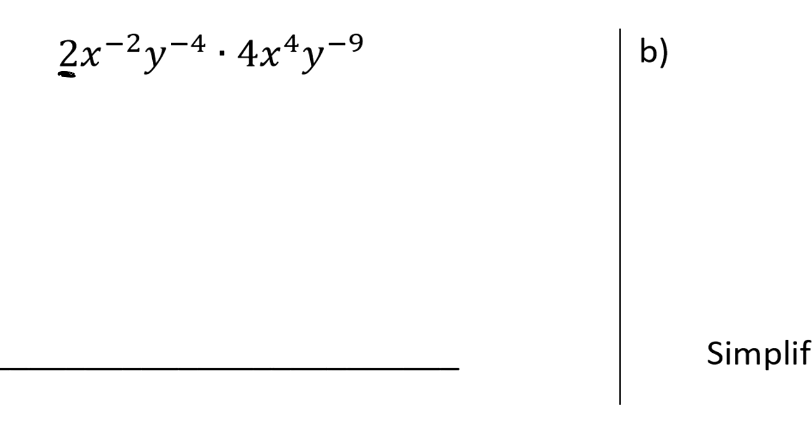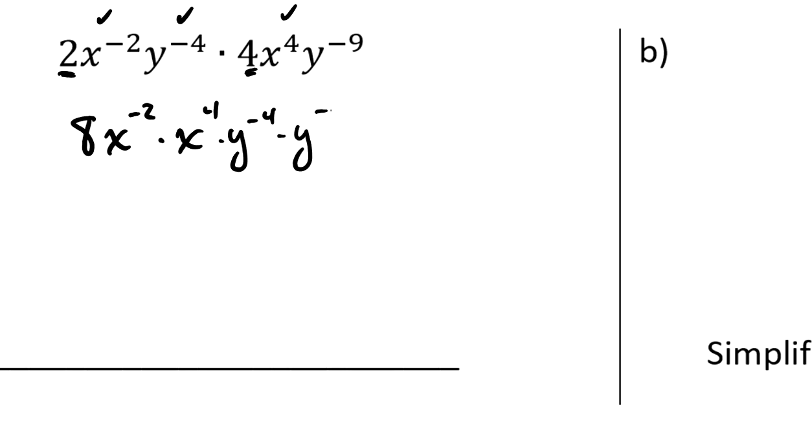So when I look at this, this is just 2. It's not 2 to any power, and this is just 4. So if I combine those, 2 times 4 is 8. And then I'm going to write x to the negative second, and then times x to the positive fourth. So you can see I'm taking care of these factors, and these factors. Then I've got times y to the negative fourth, so these factors are taken care of, and then times y to the negative ninth, so those are taken care of.